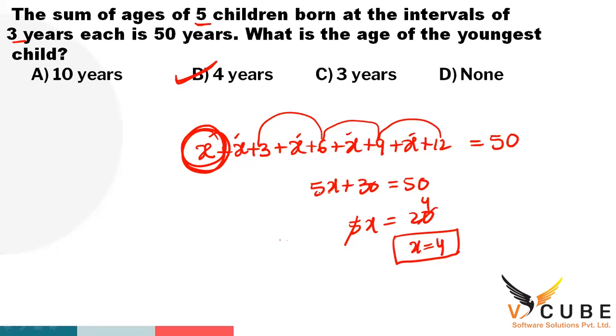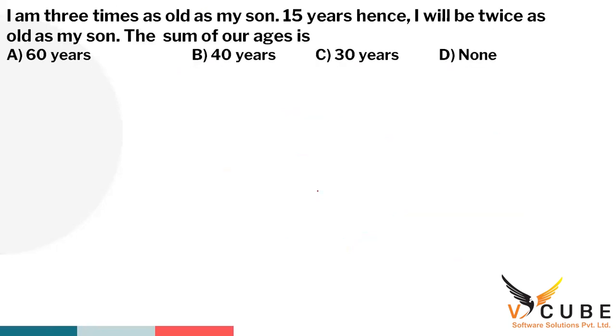Okay, right. And move on to the next question, guys. I am 3 times as old as my son. 15 years hence, I will be twice as old as my son. The sum of our ages is?